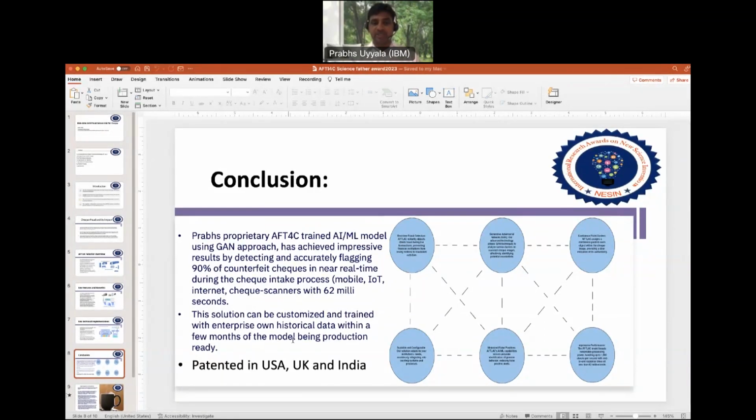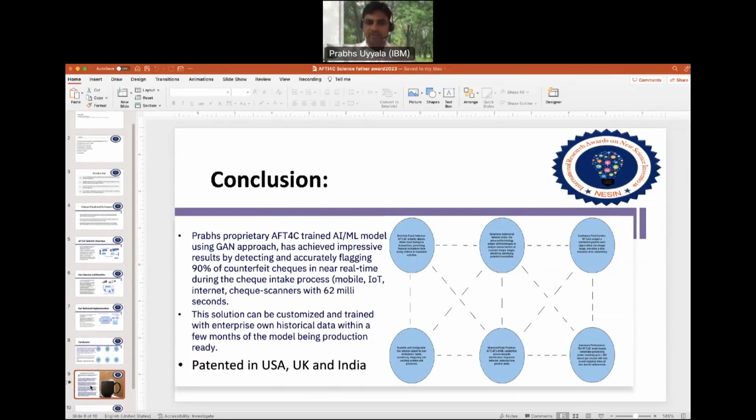The solution can be customized and trained with the enterprise's own historical data within a few months of model training. This solution is being patented in the US, UK, and India. And we have an MOU with a Telangana, India based fintech startup company, Workcog, and we are going to bring this and introduce it to the market as an enterprise solution in partnership with them.